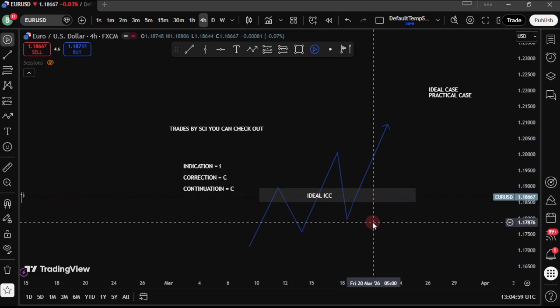Now, there are several ways by which the practical ICC can unfold. So we have to look at them one by one. This is based on experience and what is actually happening in the market, based on the context or the story that the market is telling. If you are able to identify some of these things, you will increase your win probability using the ICC strategy, or ICC system, or market structure of trading.